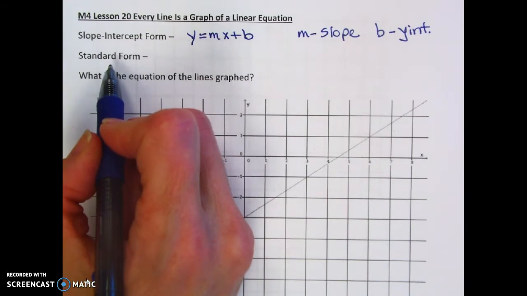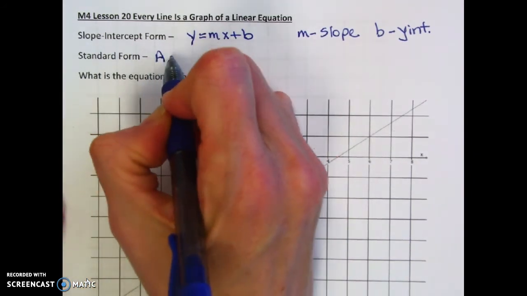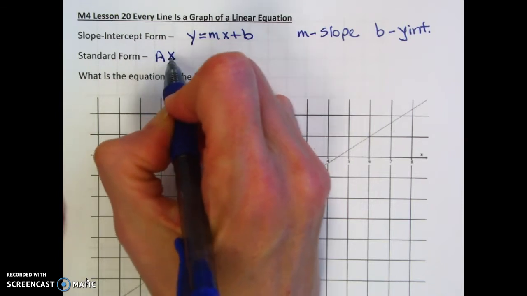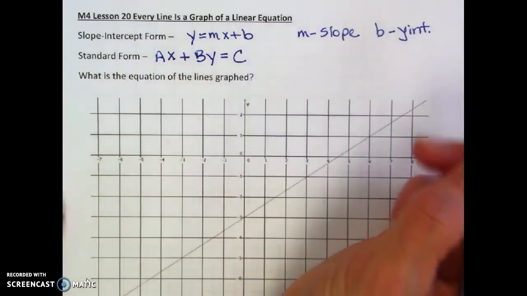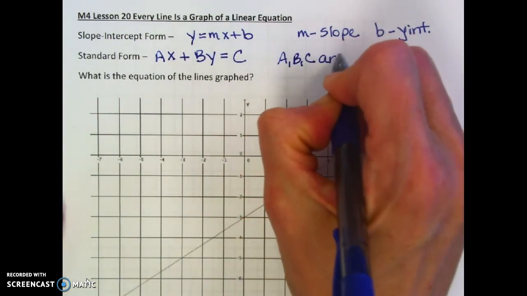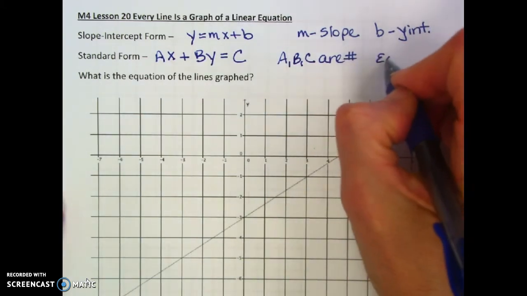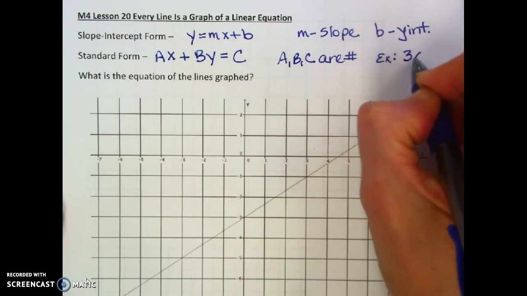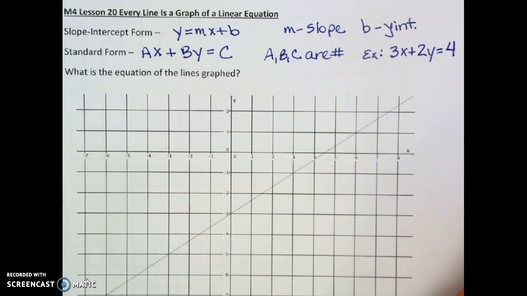We also have standard form, which I'm not sure we actually called it that yet, but you've seen it, where you have a number times x plus a number times y equal to some number. So a, b, and c here are numbers filled in of some sort. For example, 3x plus 2y equals 4 would be an example.